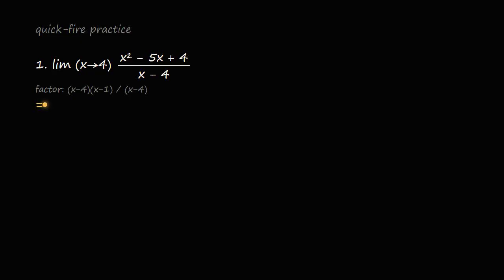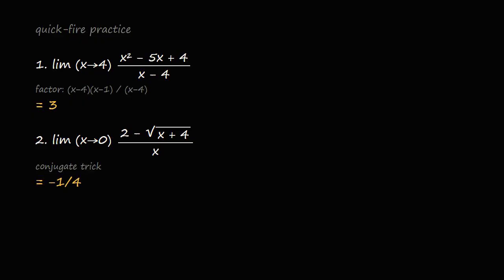Try these before the answer appears on screen. First, the limit as x approaches 4 of x squared minus 5x plus 4 over x minus 4. Factor x minus 4 times x minus 1 over x minus 4. The answer is 3. Second, the limit as x approaches 0 of 2 minus the square root of x plus 4 all over x. Use the conjugate trick. The answer is negative 1/4.